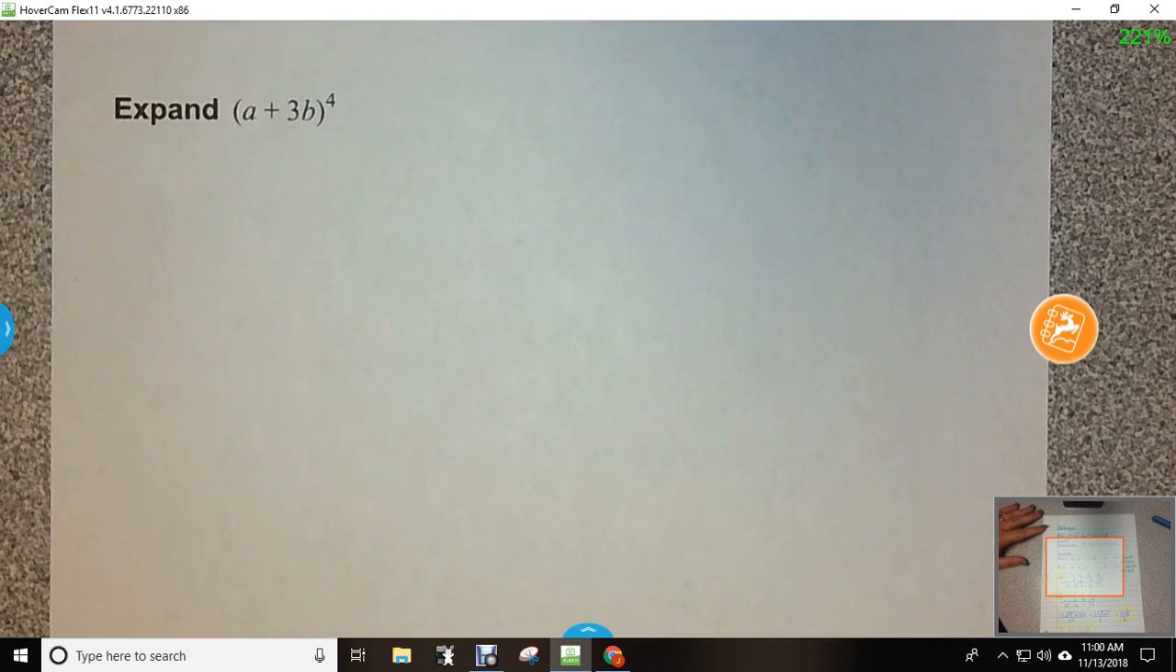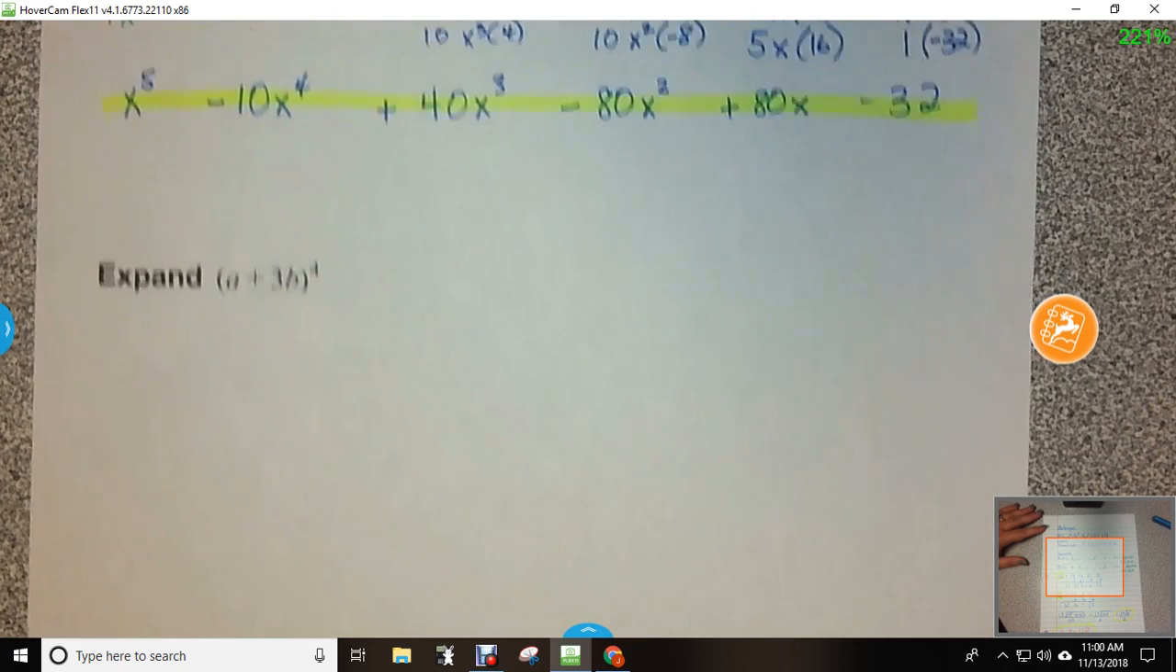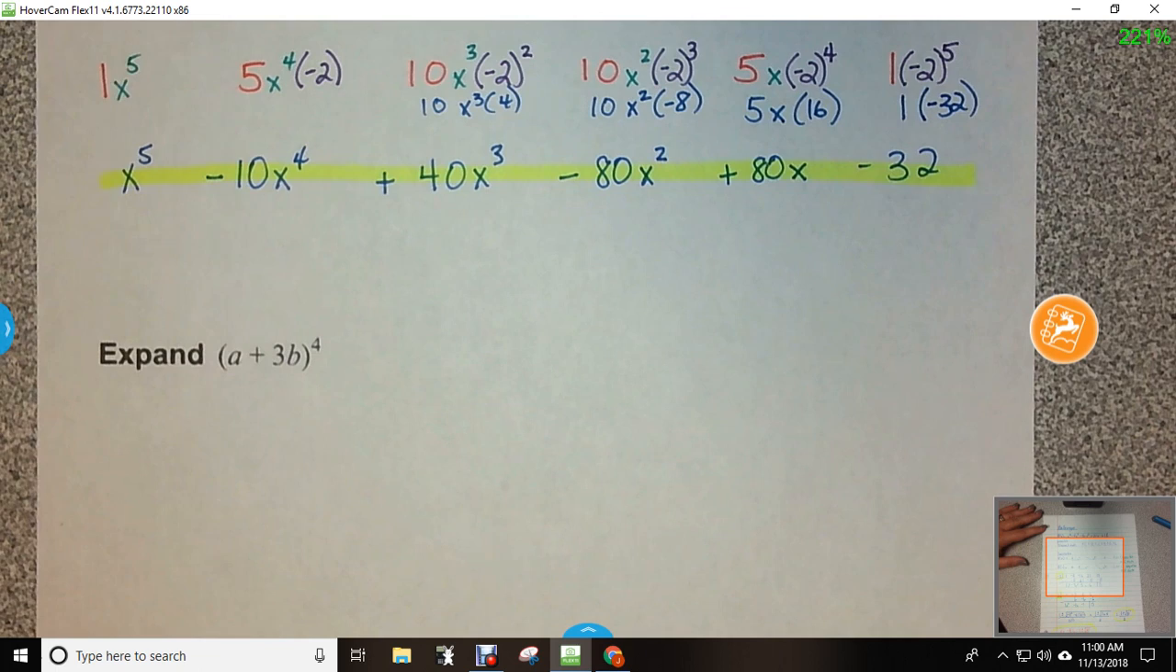So here's one for you to try. If you're good on the last one, go ahead and try this next one. I'm going to pause my recording and work it, and then I'll put my work back up here and let you check it, and then that's it for the day. We'll just practice some.